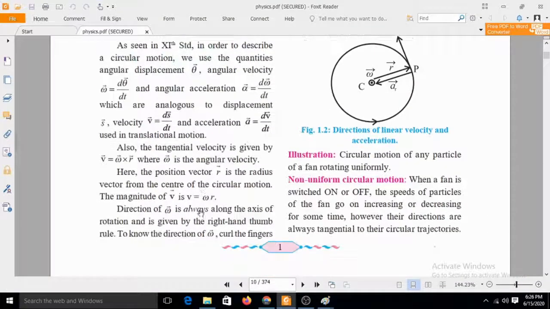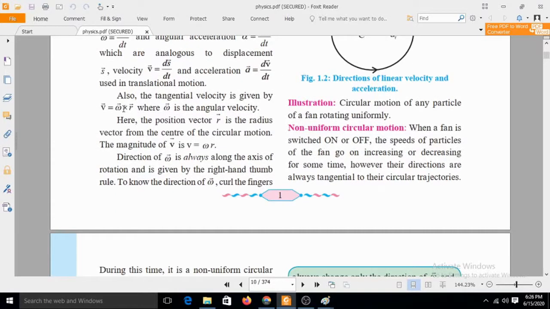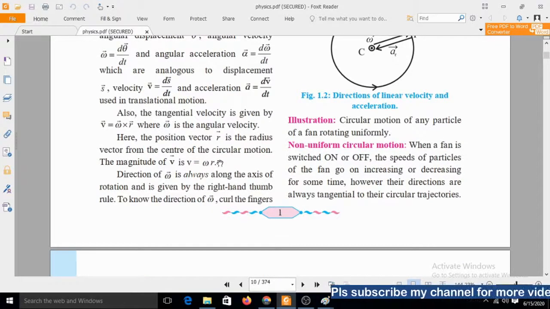So here v is ds by dt, the rate of change of displacement with respect to time, and acceleration is the rate of change of velocity with respect to time, final velocity minus initial. So all completed. Then the tangential velocity is given by the vector product v equals omega cross r, and in magnitude terms v is equal to omega r.